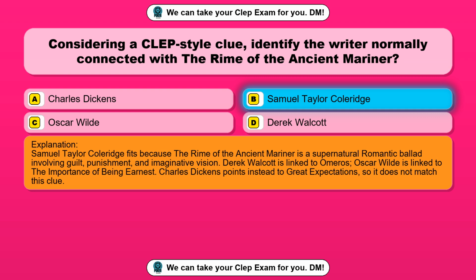Derek Walcott is linked to Omeros. Oscar Wilde is linked to The Importance of Being Earnest. Charles Dickens points instead to Great Expectations, so it does not match this clue.